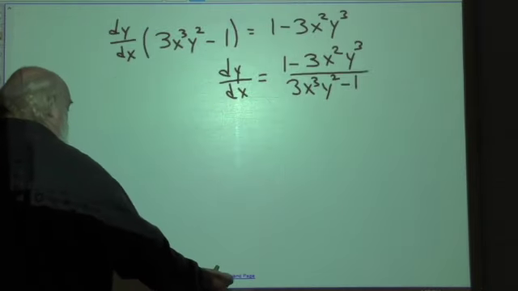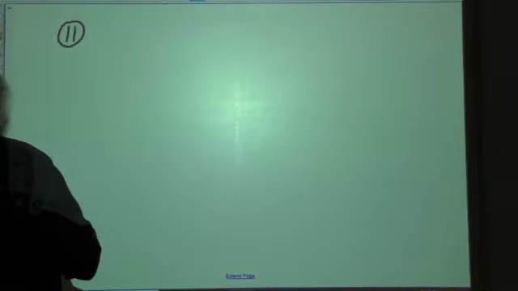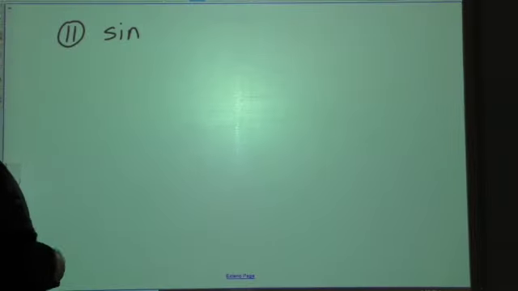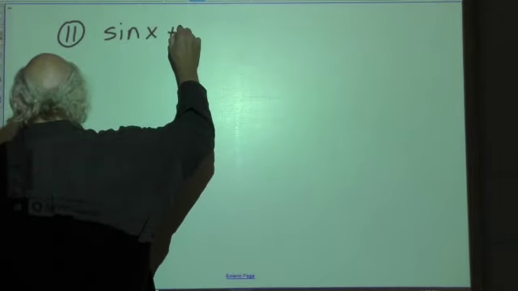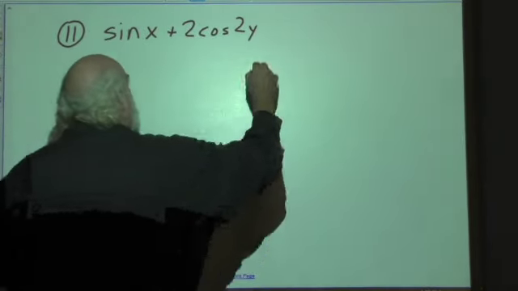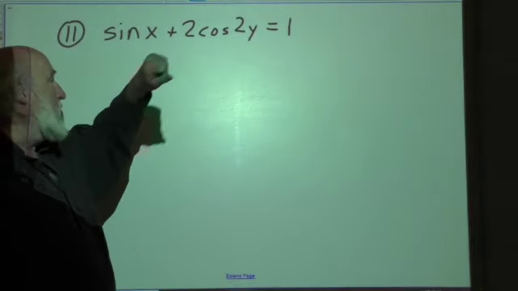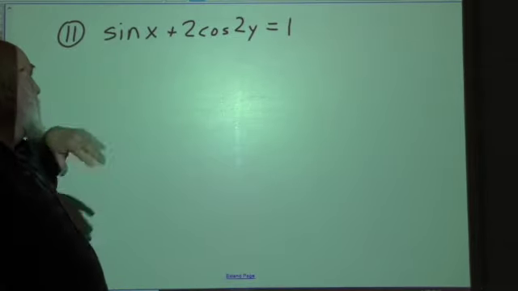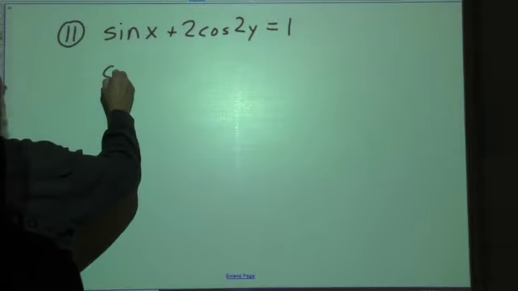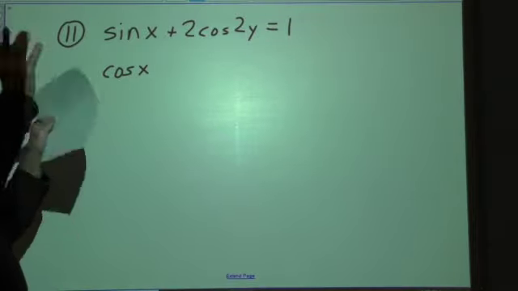Let's jump to number 11. This now involves a little trigonometry. Can't get enough of that trigonometry. Sine of x plus 2 cosine 2y. Oh no. Looks like we've got a chain rule coming here. We're going to use the chain rule on this thing, and we're going to have just the derivative of sine x, which we know is cosine x. If you don't know, just make sure the calculus toolbox is warmed up, ready to go, all smoke coming off it.